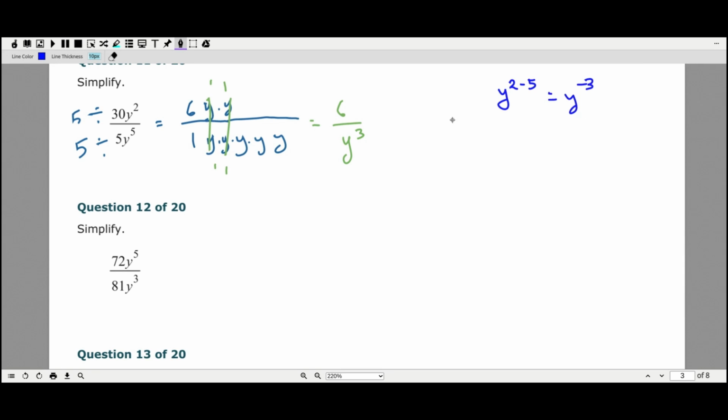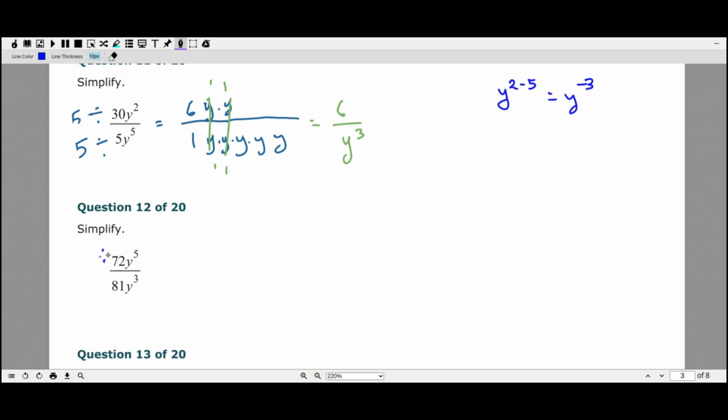And since it's a negative exponent, you will bring it down to the denominator. Okay, one more time, I did the long way because we didn't learn about the negative exponent yet until next week. All right. Now we're going to look at the next problem.